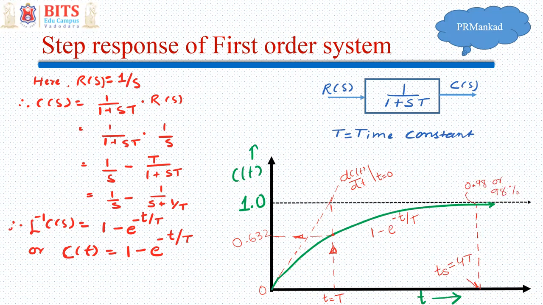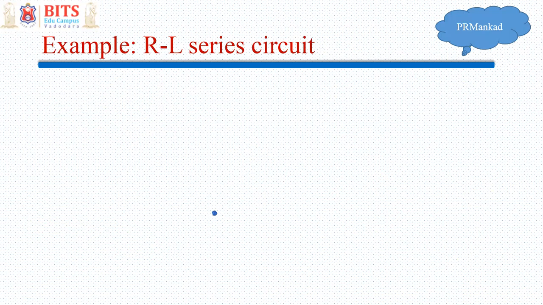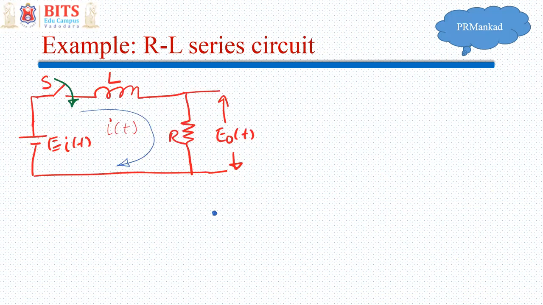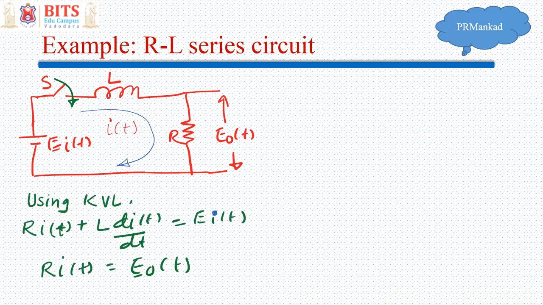So settling time is giving you the boundary after which steady state is starting, right? So this is the typical time response of the first order system. Now, this was a general example. Suppose I have an RL series circuit like this, then it is a classic example of a first order system. So I can write down the differential equation using Kirchhoff's voltage law.